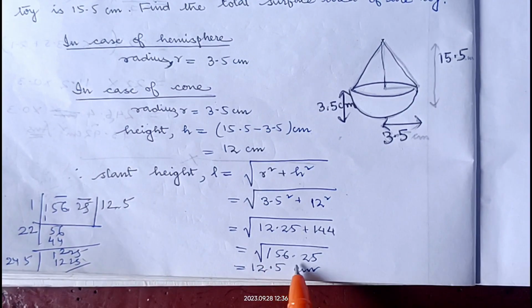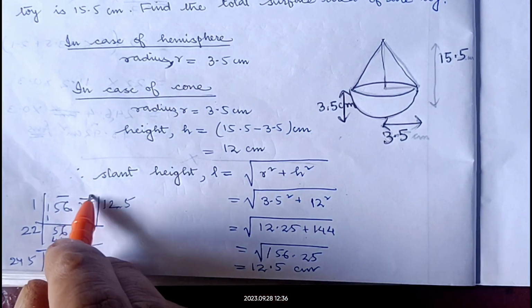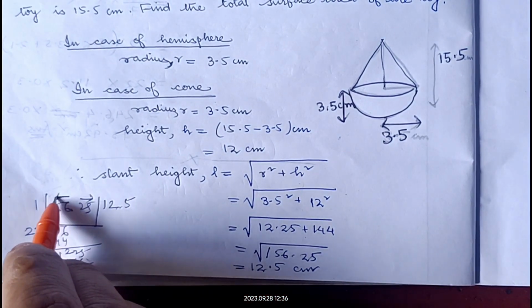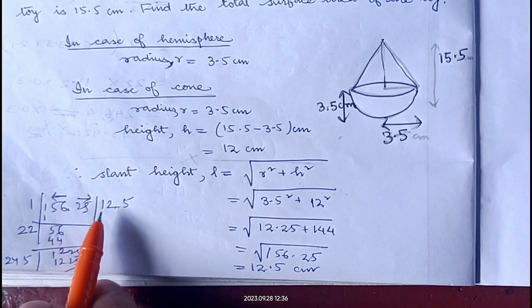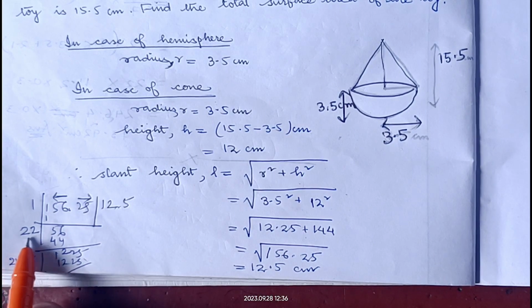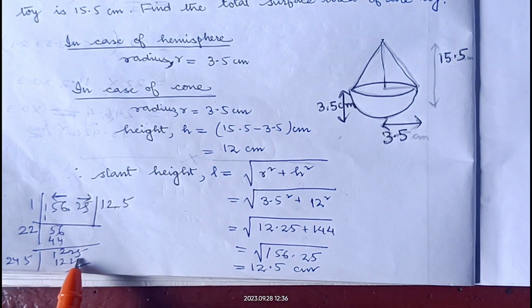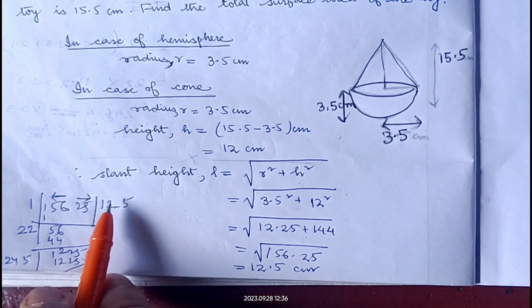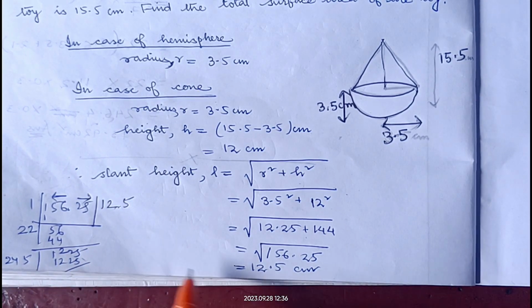Now we have to find the square root of 156.25. We have to pair like this from the decimal. One pair is like this, this is another pair, 1 is left. Now 1 times 1 is 1. 56 is left. Now double of 1 is 2. 22 times 2 is 44. So it will be 56 minus 44, 12. From here 25 will come, so it is 1225. Now if you take the double of 12, it will be 24. 245 into 5 will give 1225. So square root of this will be 12.5 centimeters.